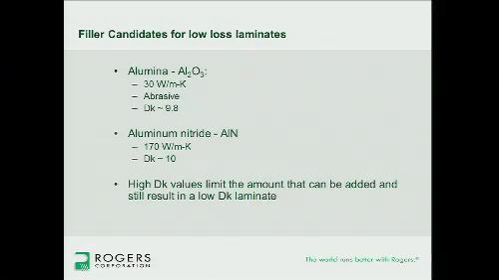Alumina is a fairly economical, very low loss material with a high thermal conductivity. However, it has a high dielectric constant and can be extremely abrasive. Aluminum nitride is another good candidate with very high thermal conductivity, but it also has a high dielectric constant, and these high values will essentially limit the amount of the filler that can be added if you're trying to make a low dielectric constant laminate.